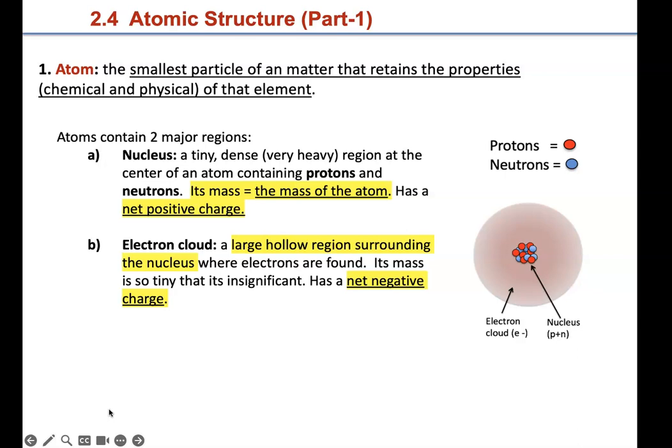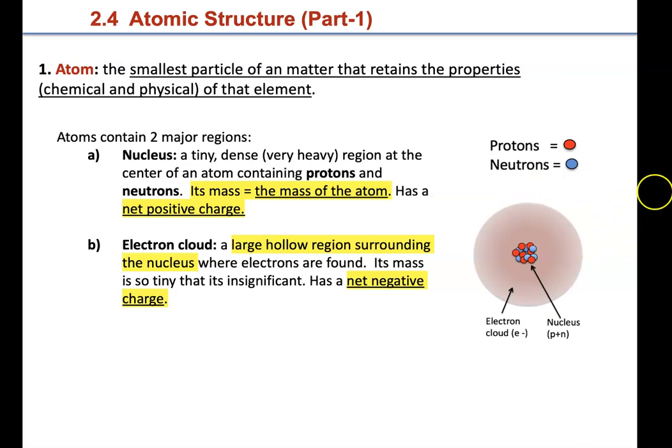So, number one, what is the atom? It is the smallest particle of matter that retains the properties, chemical and physical, of that element. If you look at this atom on your right, there are two regions in the atom: the nucleus, which is made out of protons and neutrons, and the electron cloud that has the electrons that move around rapidly, as we learnt in the previous lesson. So the nucleus has an overall positive charge and the electron cloud has an overall negative charge.